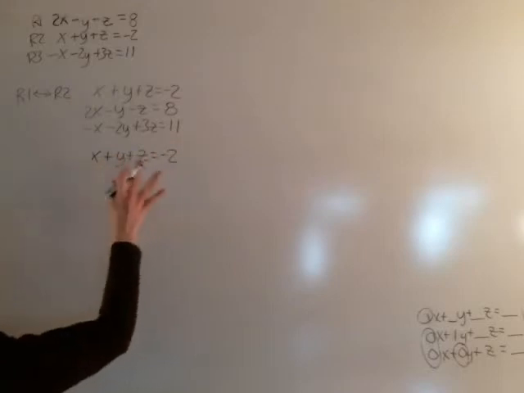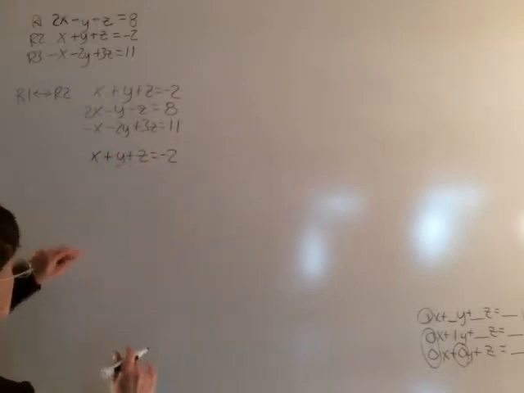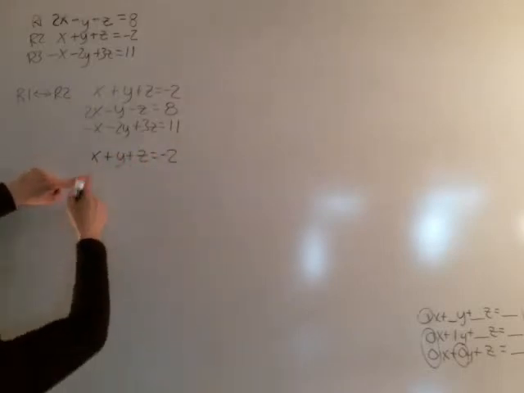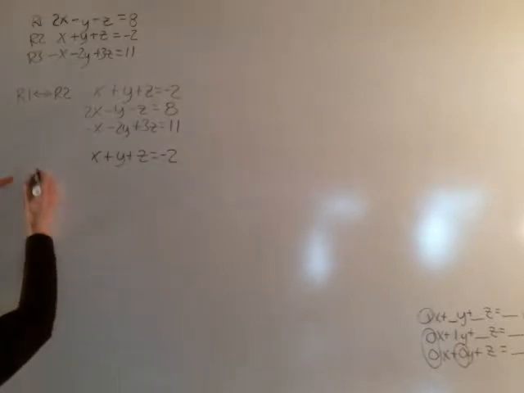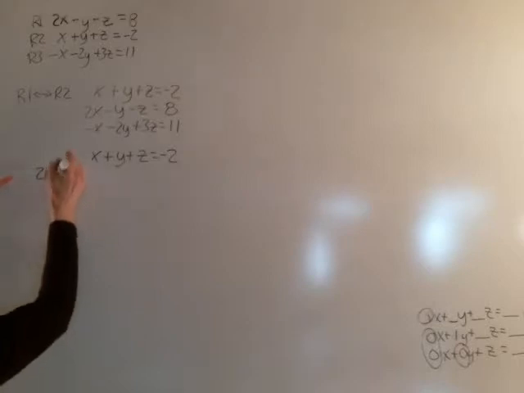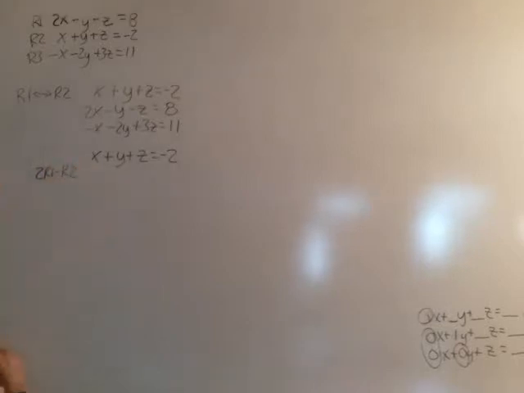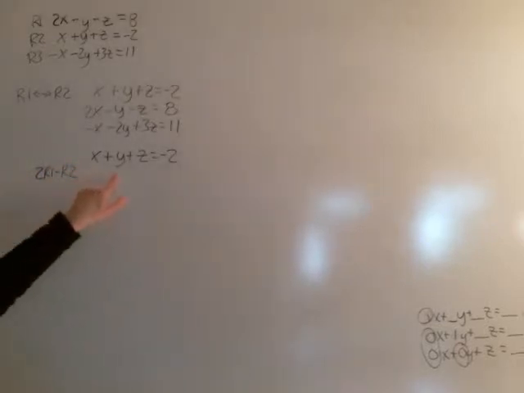I don't want to change it. I'm happy with it for the rest of the problem. But the second row I'm going to change, because I'm going to take the first row, multiply it by 2, and subtract the second row. And then my answer will go right here.